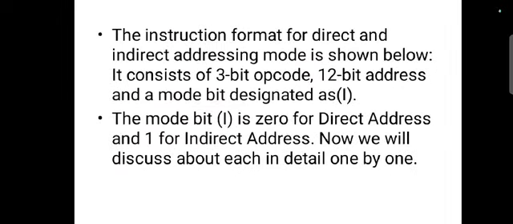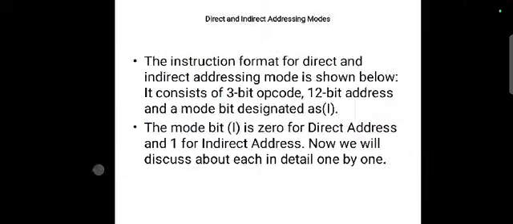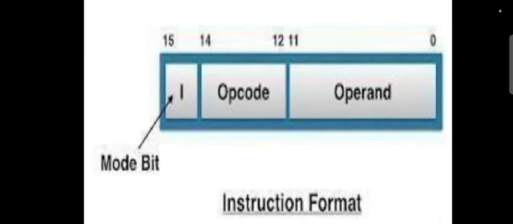Here the instruction format for direct and indirect addressing mode is shown below. It consists of a 3-bit opcode, a 12-bit address, and a mode bit designated as I. The mode bit I is 0 for direct address and 1 for indirect address. Now we will discuss this in detail. So 0 is for direct address and 1 for indirect address. The instruction format is opcode and operand.